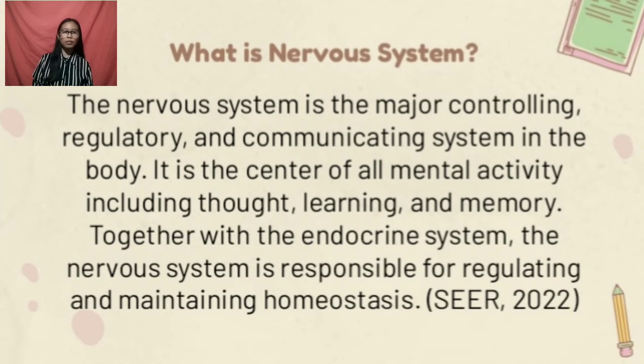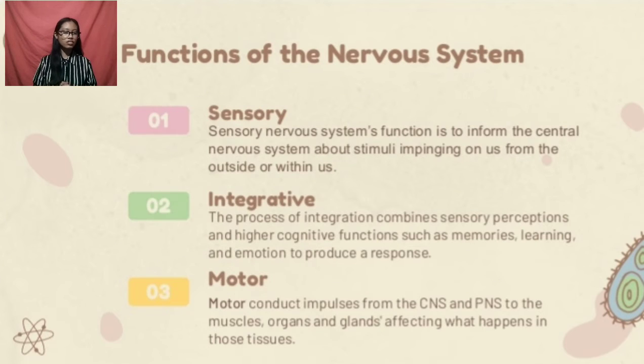In this definition from SEER, we can know that our nervous system is one of the most important systems in our body. It is responsible for many things that a human being needs. Through its receptors, the nervous system keeps us in touch with our environment, both external and internal. Now we will see some of the functions of our nervous system.